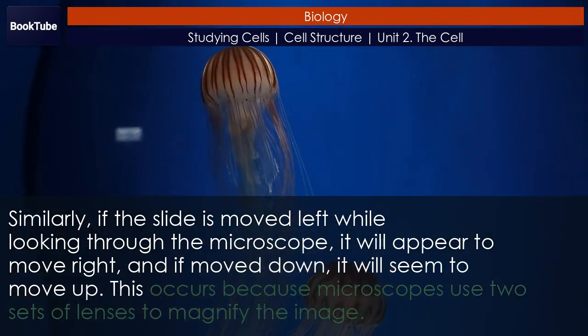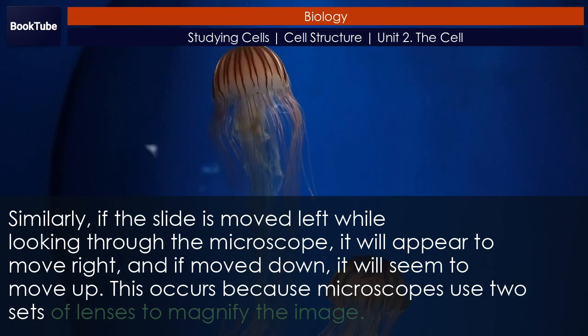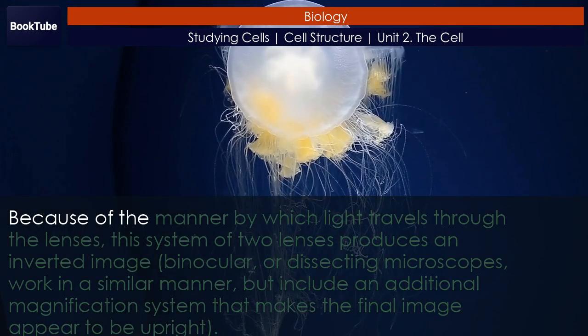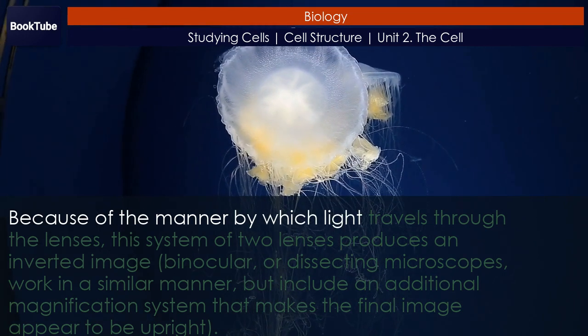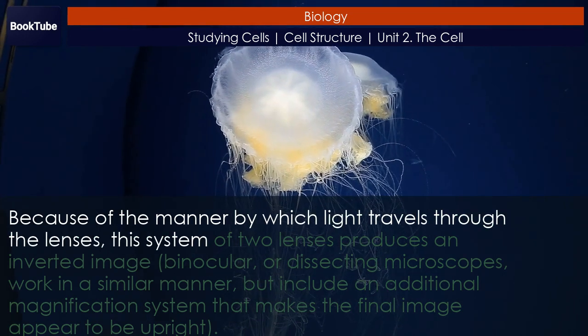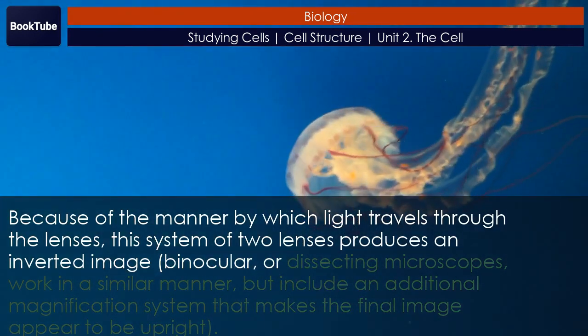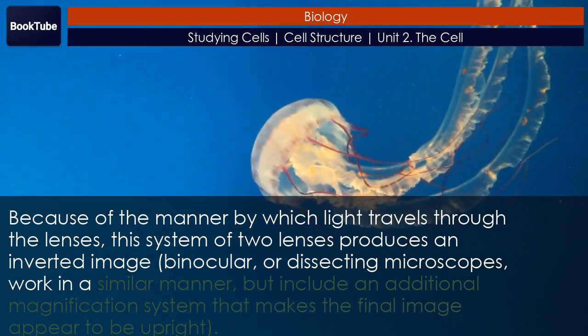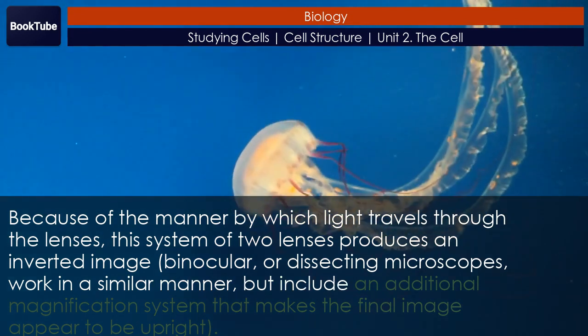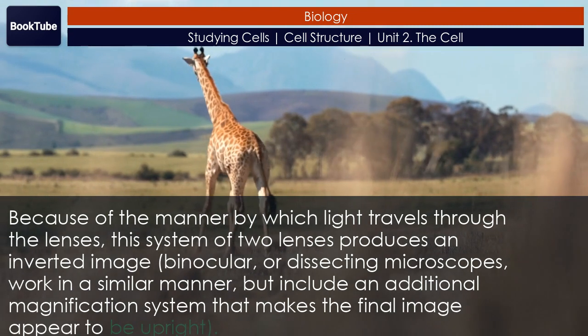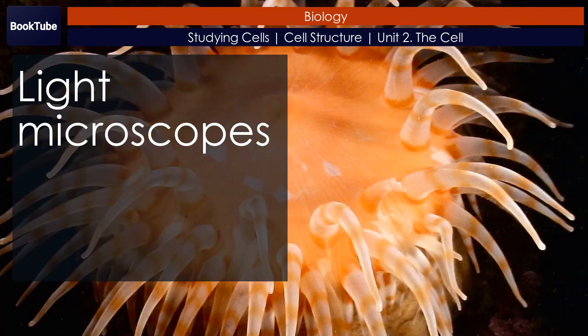This occurs because microscopes use two sets of lenses to magnify the image. Because of the manner by which light travels through the lenses, this system of two lenses produces an inverted image. Binocular or dissecting microscopes work in a similar manner, but include an additional magnification system that makes the final image appear to be upright. Light microscopes.